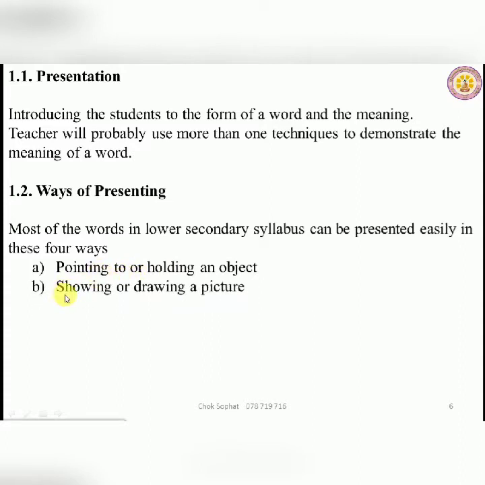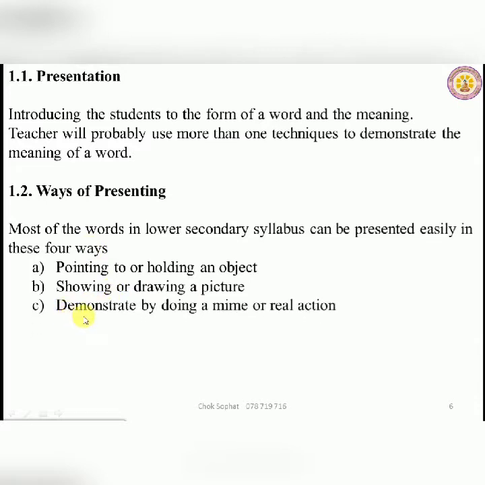Okay, one more, you can show or draw a picture. So when we teach the new vocab, we can draw the pictures or show the picture to the student so they can understand the word easily and they can catch up and remember that easily. This is a way of presenting the new vocab.